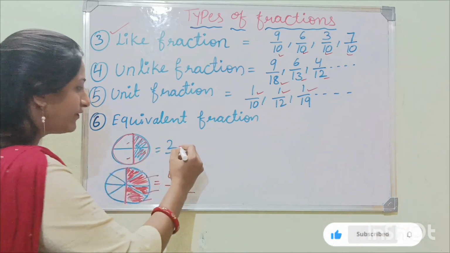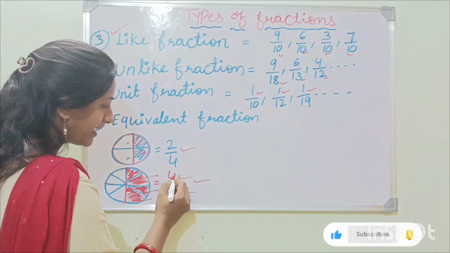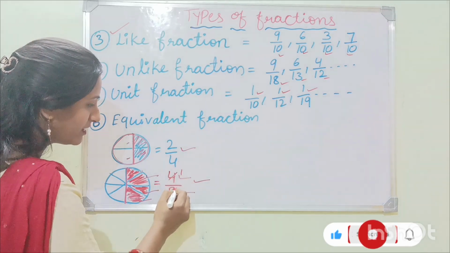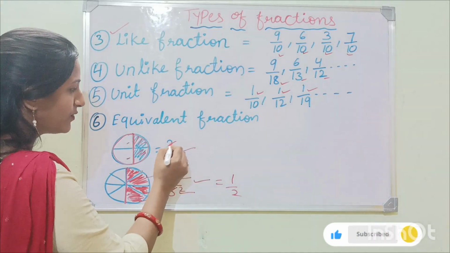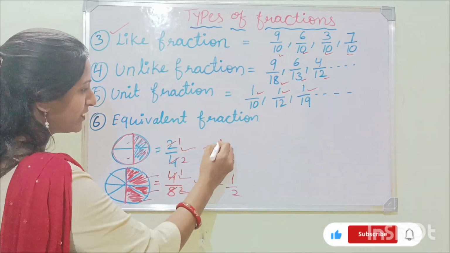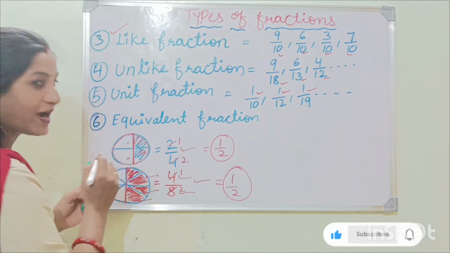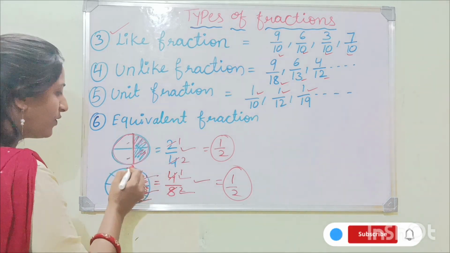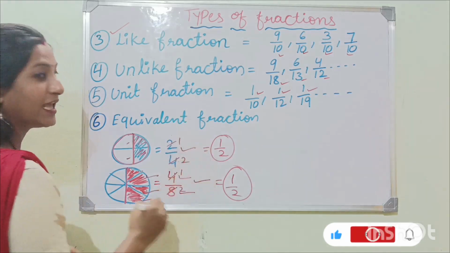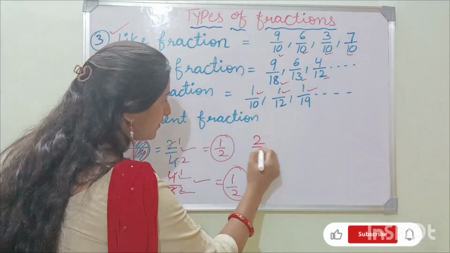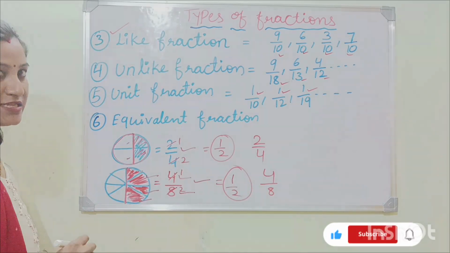So you can call it equivalent fractions, meaning these two fractions are equal: 2 by 4 and 4 by 8. If you divide 4 by 8, 4 ones are 4, 4 twos are 8, so you will get 1 by 2. Here also, 2 ones are 2, 2 twos are 4, and you will get 1 by 2. So both fractions are the same. Half of the whole is shaded, that is 1 by 2, 1 by 2. So these two are equivalent fractions, meaning 2 by 4 and 4 by 8 are equivalent fractions.